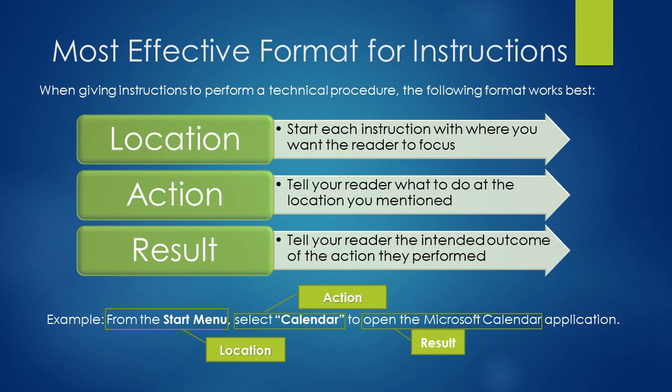So, let us say you can say log into Gmail to somebody who is familiar with Gmail. The same instruction cannot be given to somebody who is not, you know, computer literate. So, suit your directions to your reader and follow this format of location, action, and result. Location tells them where to go, action tells them what to do, and the result tells them that they have done the task correctly and achieved exactly what was intended to be achieved.